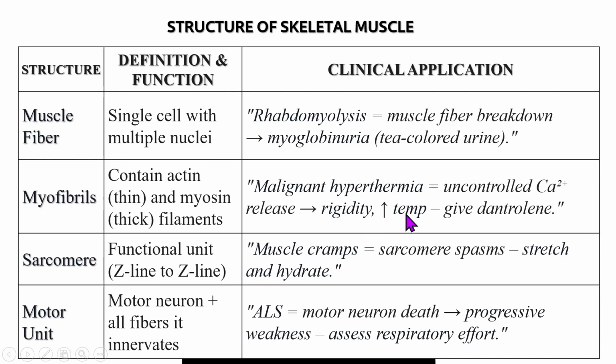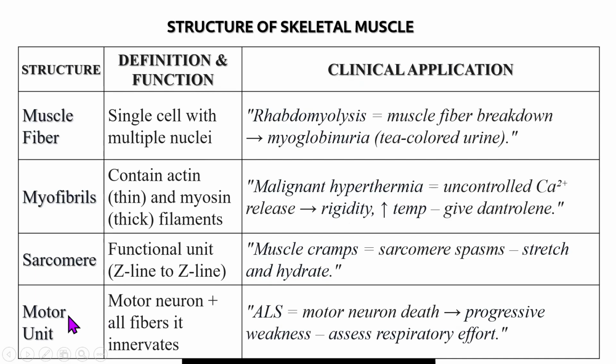There is also an increase in temperature, and there is need for the nurse to give dantrolene. What will dantrolene do? Dantrolene is given in order to stop the uncontrolled muscle contraction. The next structure is the sarcomere. The sarcomere is a functional unit and is also called the Z-line to Z-line unit. In muscle cramp, there is spasm of the sarcomere. There is need for stretching and hydration.